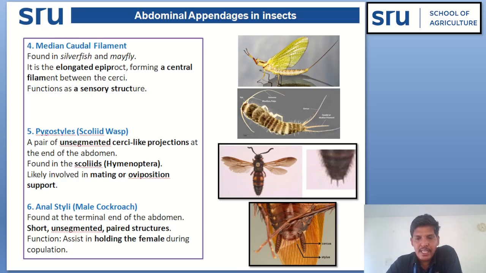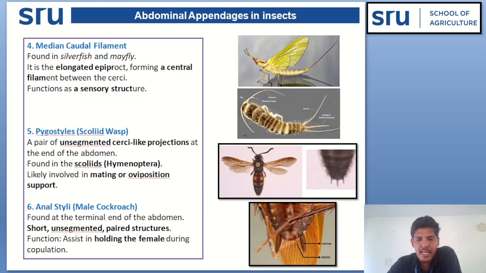Next appendage is pygostyles present in squash wasp. A paired unsegmented cerci-like projection at the end of the abdomen in squash wasp is the pygostyles. They are there in the squash wasp, a hymenopteran insect. They are likely involved in mating or in oviposition support.